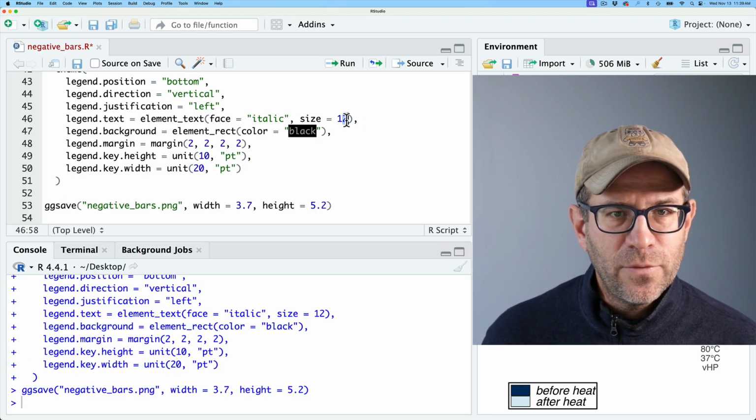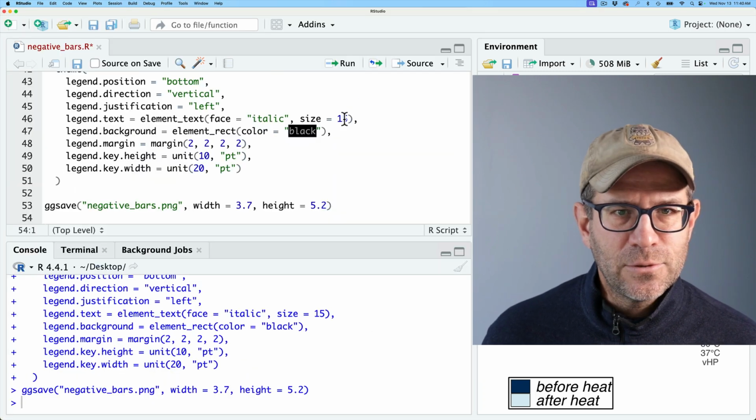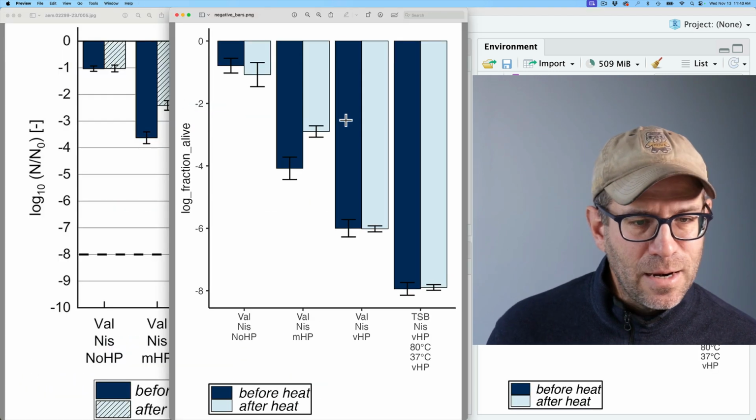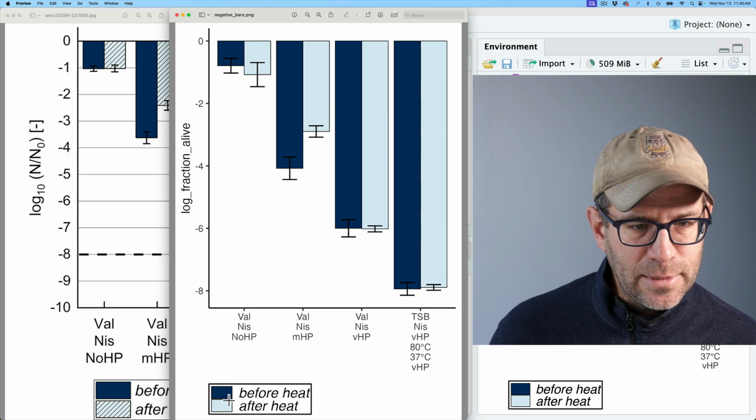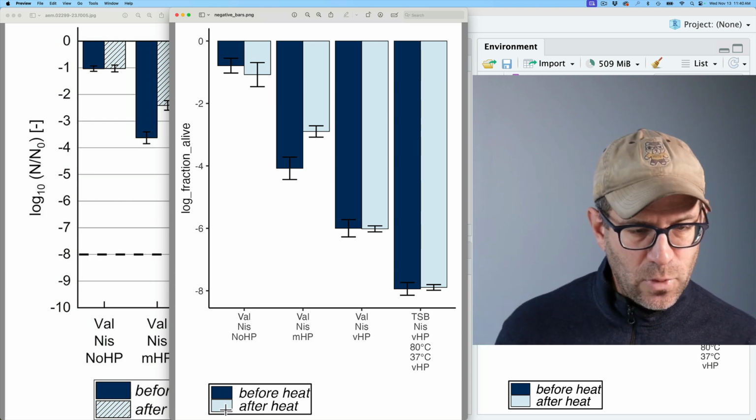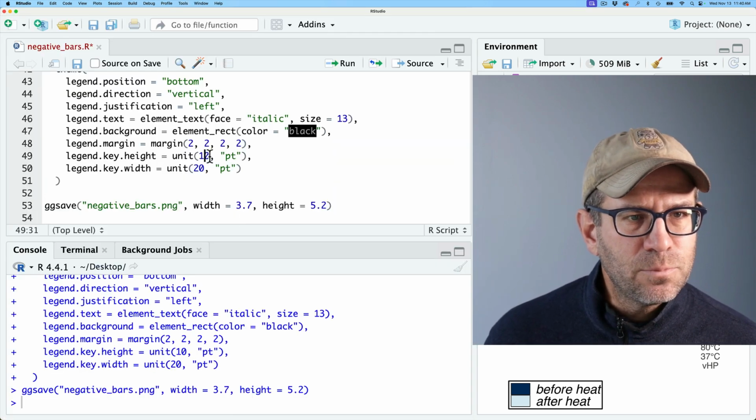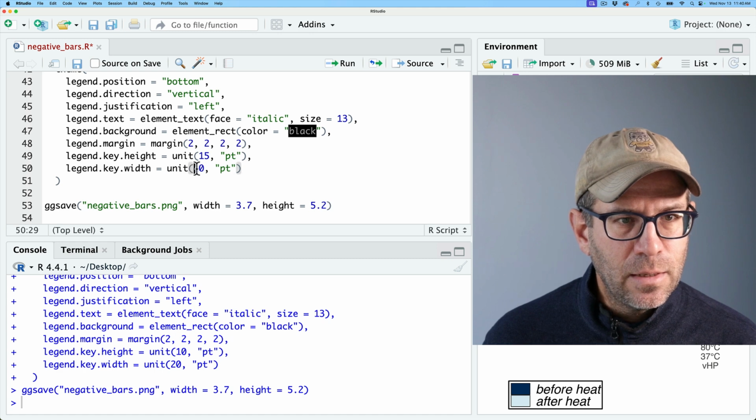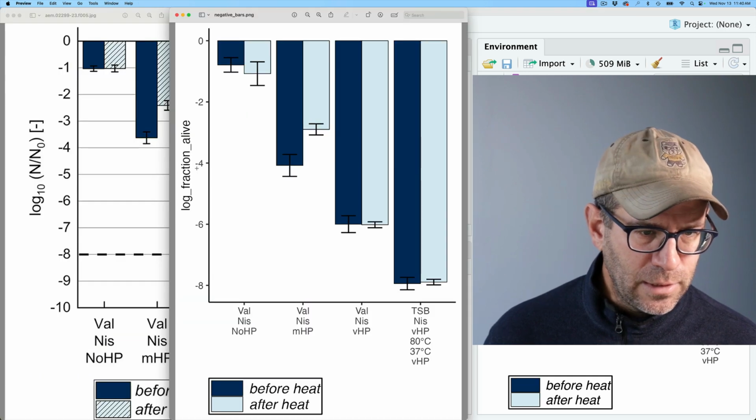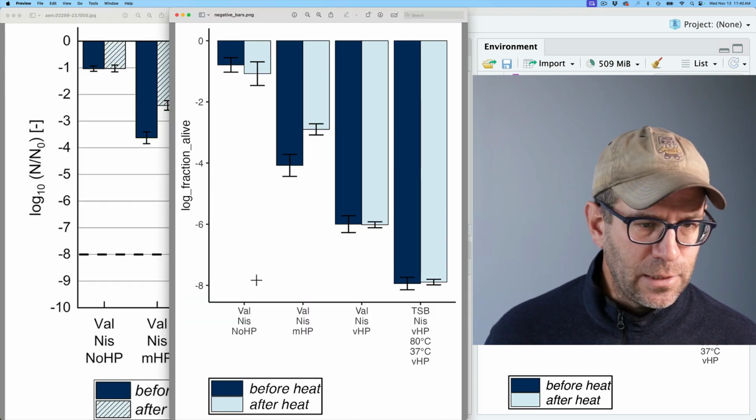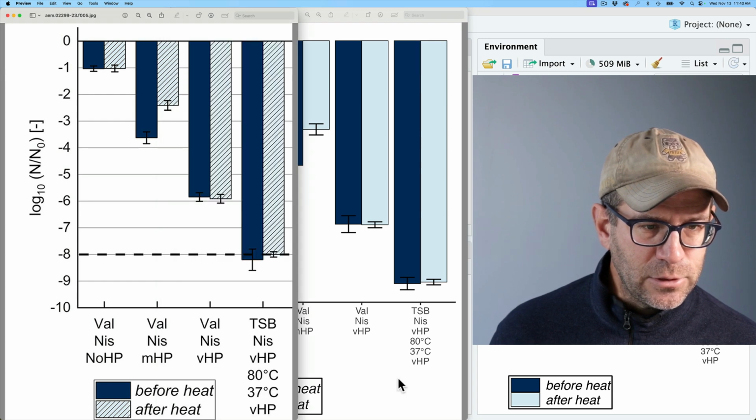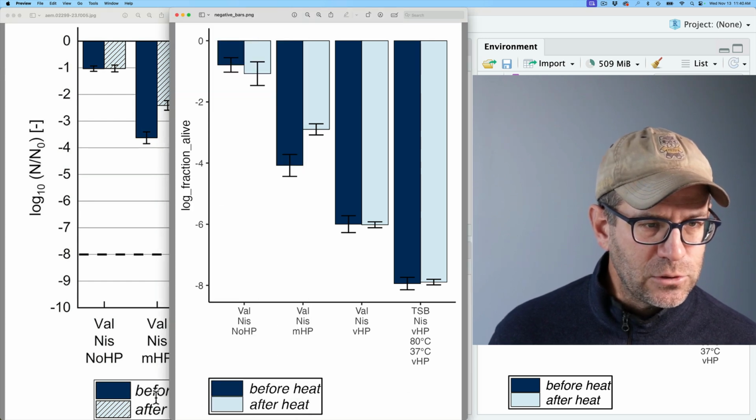So let's go up to like 15. Maybe let's try 13 and we'll call that good enough. And our key height can probably be even bigger to get more separation, okay? And so now let's put this up to like, say, 15 and 30. And I think that looks pretty good. So I think that looks pretty nice. And our legend looks fairly similar to what theirs looks like.